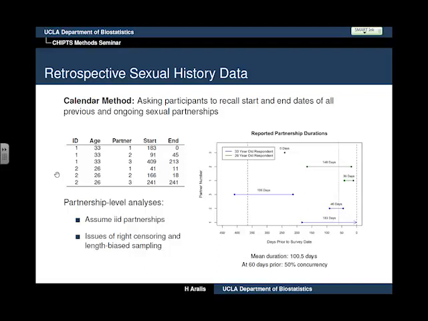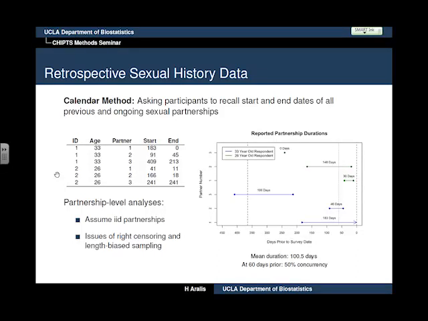All right, some more about calendar method data, and why, although it contains a lot of the information we need, it hasn't necessarily helped us to date to answer the question about concurrency. As I mentioned, you're asking each participant to recall start and end dates of all their previous and ongoing sexual partnerships. You might end up with data looking like this, where we have two individuals, and they've each reported on three of their previous relationships, the number of days ago that they started and ended. When we plot this out, you can see that individual number one, the blue lines here, reported one partnership that lasted 196 days and started 409 days ago and ended 213 days ago. Then you can see they reported another partnership here and a third partnership that's still ongoing.